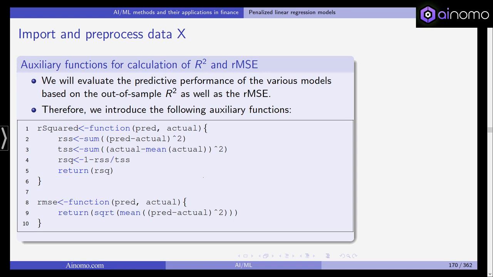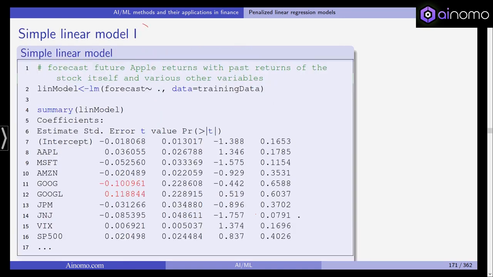And last but not least, some of our models do this anyway, but we want to use our own functions, r squared and RMSE. So actually this is the r squared. As you can see, it includes as inputs the predicted and the actual values. And then you can calculate the RSS, the TSS, and the r squared is simply 1 minus RSS divided by TSS. That's what is returned in line 5. And the relative mean squared error is just the square root of the mean of the squared differences between the predicted and the actual values in line 9.